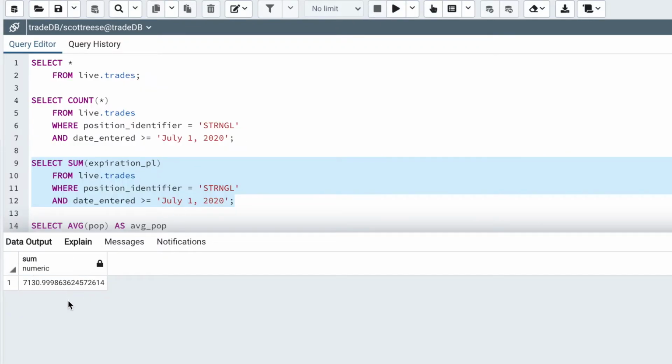And so there we go. The total combined outcome of all those strangles is a profit of $7,130. No management, no nothing. Just sell the strangle and wait until the expiration date. Selling options is 100% not a zero-sum game.